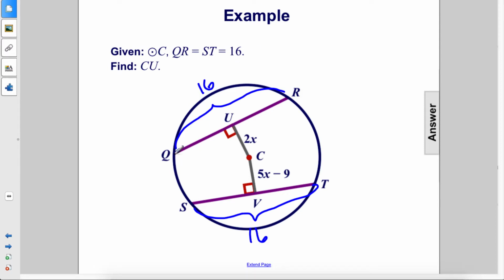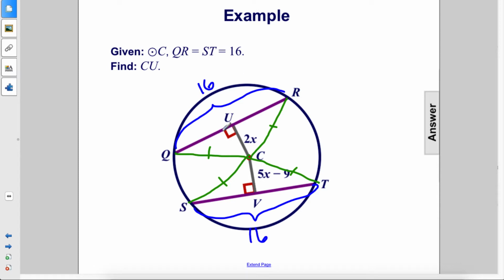So if we draw these radii from here to here and from there to there, we know that all of these are congruent to each other since these are all radii of the circle. We also know that they each have a right triangle in them. So right now we're trying to prove that all 4 of these triangles are congruent to each other. Because these are right triangles, hypotenuse leg is going to help us here.